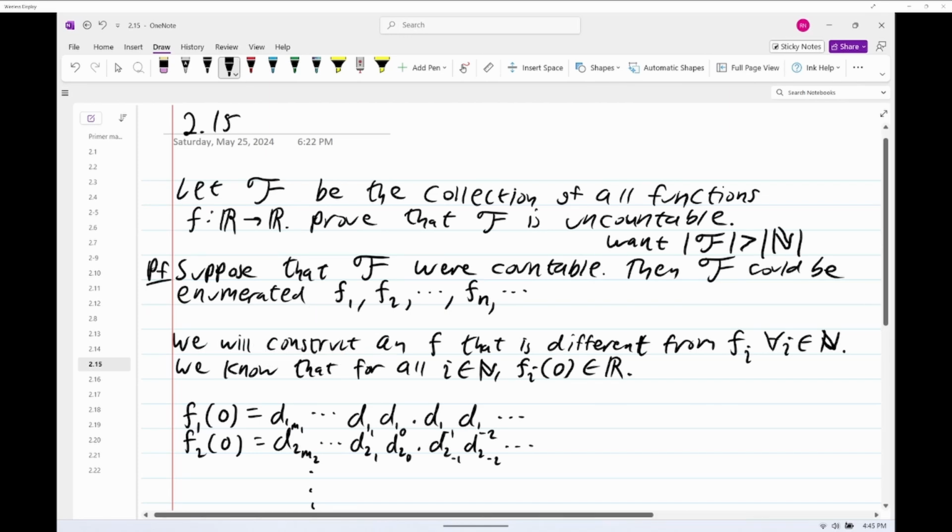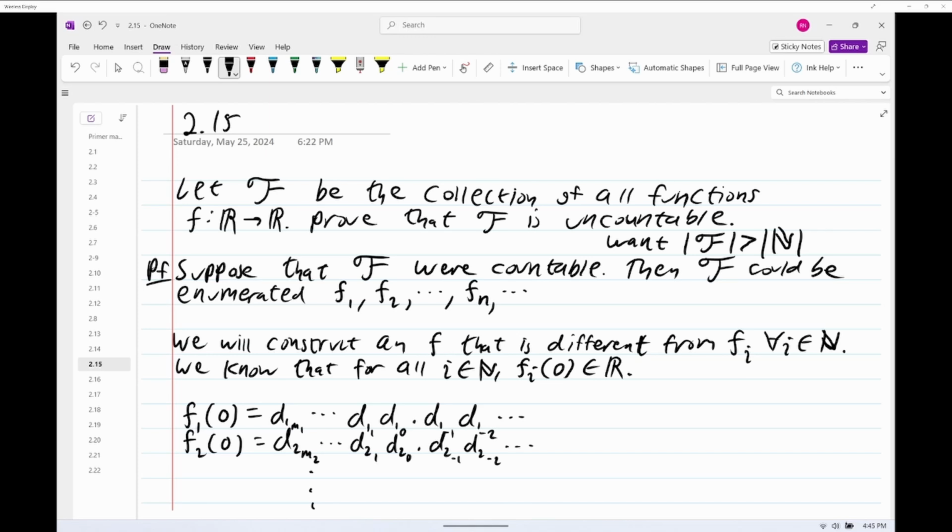Okay. And we're gonna go with good old contradiction. If we suppose that F were countable, then we could enumerate it. We could put it in a big list. f1, f2, all the way to fn, all the way to whatever. Okay. And now I'm going to construct an f that's different from every fi. How do you suppose I'm going to do that?